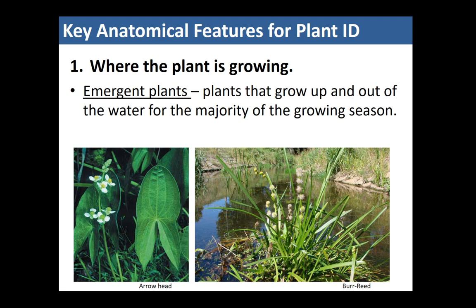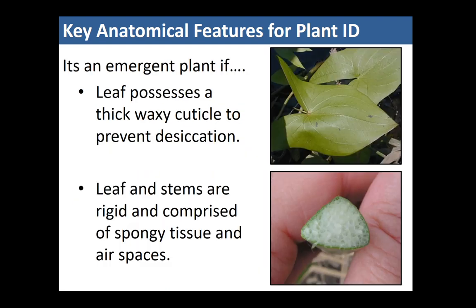So when we think about where plants are growing, we basically can break that down into 3 different areas. The first one we call emergent plants, and these are plants that grow up and out of the water for the majority of their growing season. So the bulk of their photosynthetic material is not underwater, it's up above the water. We can often tell if it's an emergent plant even if you don't find it growing somewhere, because emergent plants tend to have a really thick waxy cuticle on the leaf, and what that does is it prevents the leaf from drying out when it's exposed to all that intense sunlight up above the surface of the water.